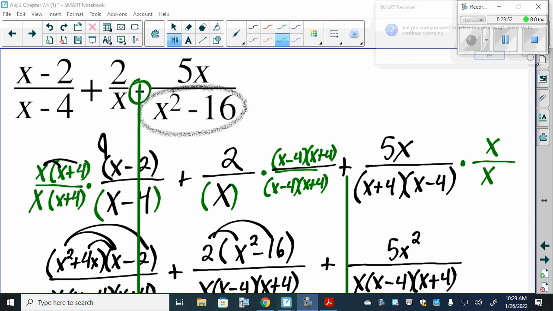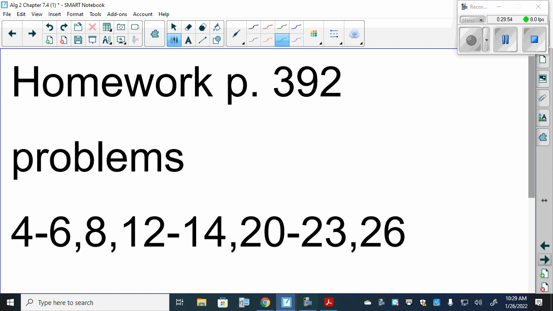Right, select no. Homework. So this is the homework assignment for 7.41. It says here 392, 4 through 6, 8, 12 through 14, 20 through 23, and 26.